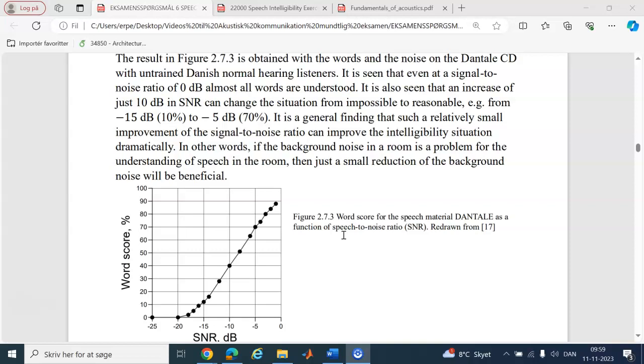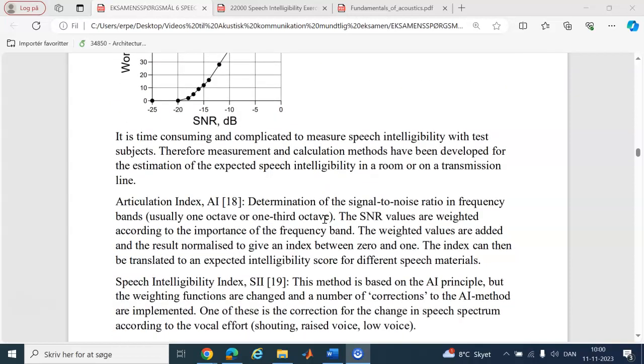for normal hearing listeners. In other words, if the background noise in a room is a problem for the understanding of the speech in a room, then just a small reduction of the background noise will be beneficial. Okay. It is time consuming and complicated to measure speech intelligibility with test subjects. Therefore, measurement and calculation methods have been developed for the estimation of the expected speech intelligibility in a room or on a transmission line.